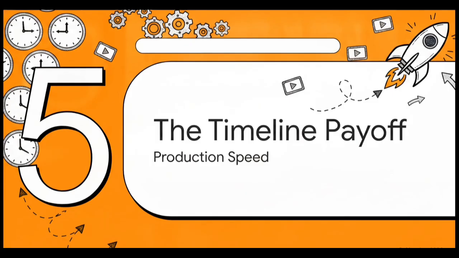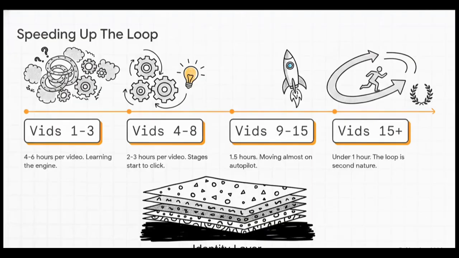If you're sitting there feeling a little skeptical about the time it takes to set this all up, let's talk about the ROI on your time. Just look at what happens when you fully commit to the loop. For your first 3 videos, expect to spend about 4 to 6 hours. You're learning the system. But look at videos 4 through 8, it drops to 2 to 3 hours. By videos 9 to 15, you're looking at an hour and a half.